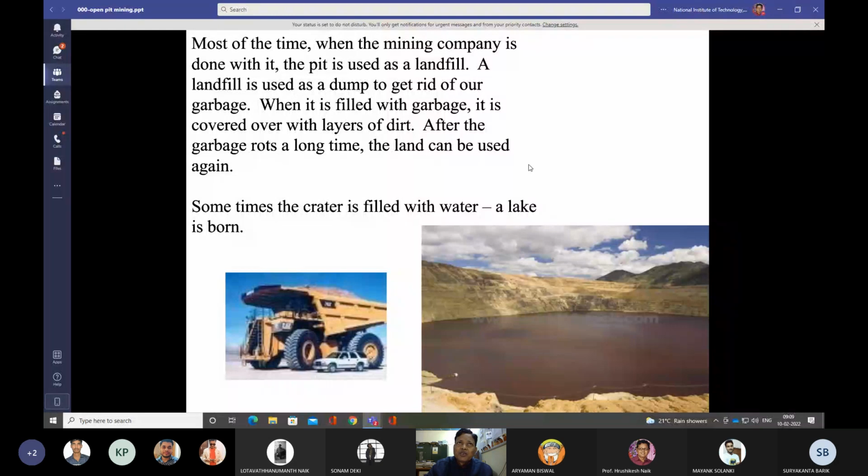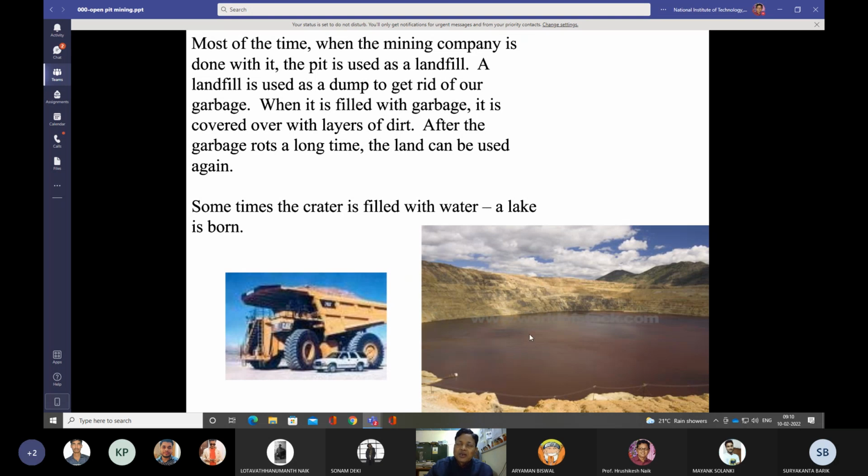When it is filled with garbage, suppose you are able to fill up this void with garbage waste material, it is covered over with layers of dirt. Then above the rock, the topsoil and the subsoil will be spread, so that again trees can be planted and vegetation can be carried out. Or again afforestation, planting of trees, can be carried out. After the garbage rots a long time, the land can be used again for agricultural purposes also.